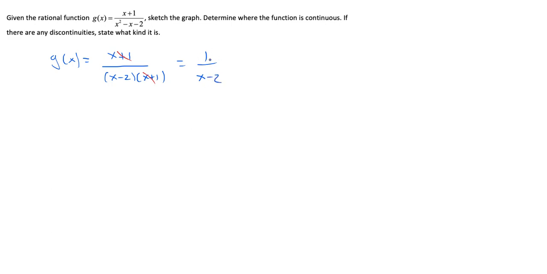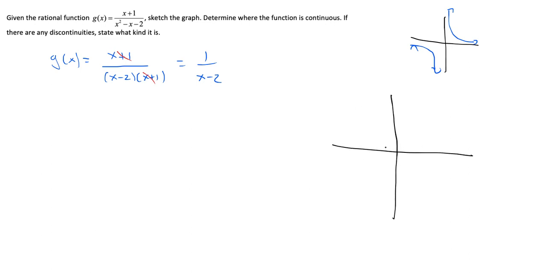So now hopefully, right, the graph of 1 over x looks a little something like this. We get a vertical asymptote at 0, horizontal asymptote at 0. So what does this mean, right? Essentially, we're just going to shift this graph over 2 units to the left. 2 units to the right.